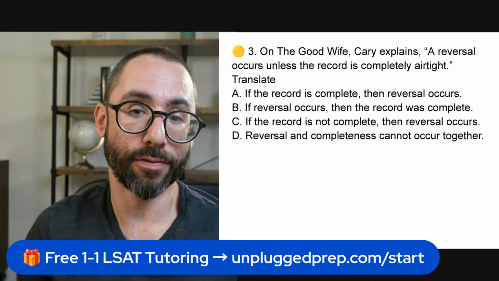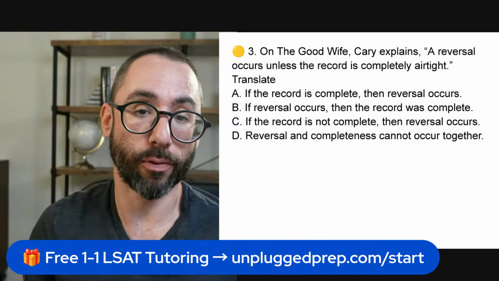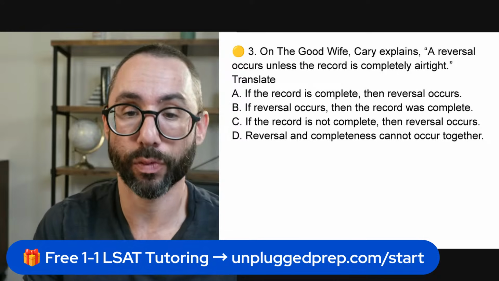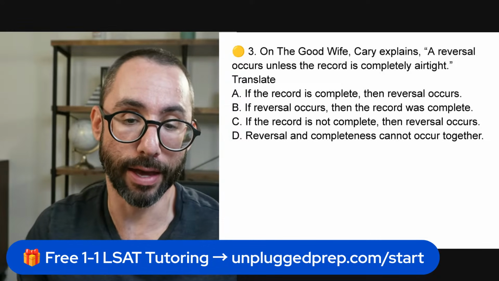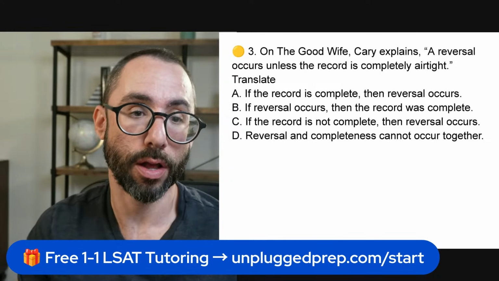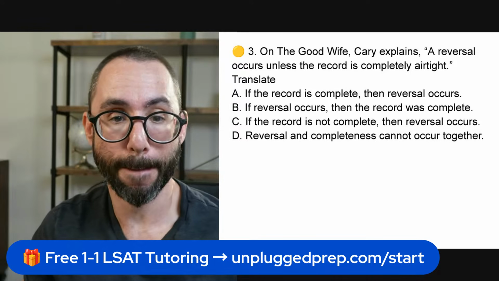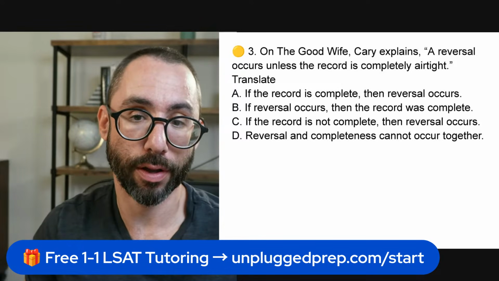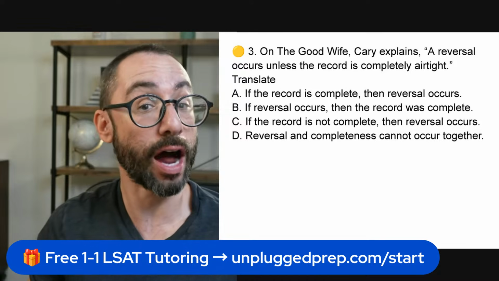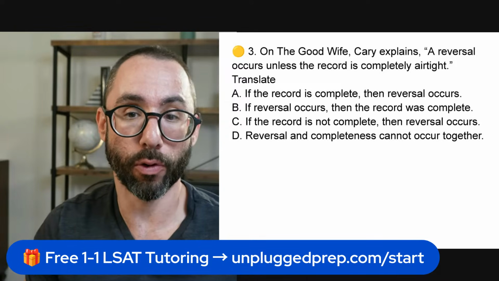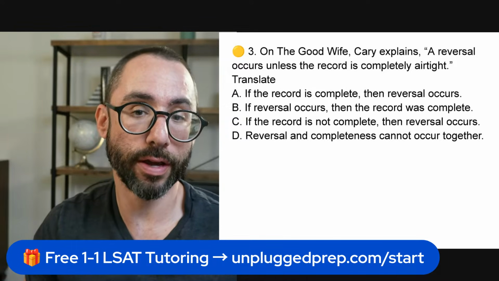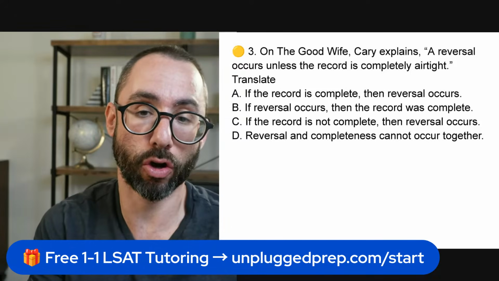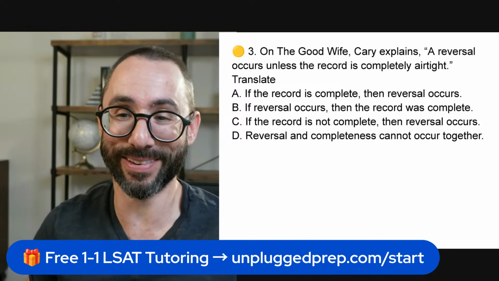On The Good Wife, Carrie explains a reversal occurs unless the record is completely airtight. Let's translate this. A, if the record is complete, then reversal occurs. B, if reversal occurs, then the record was complete. C, if the record is not complete, then reversal occurs. Or D, reversal and completeness cannot occur together. Sonartiste is saying, oh no.